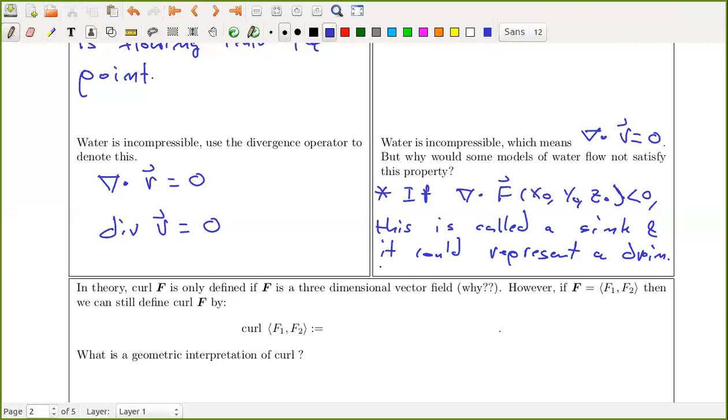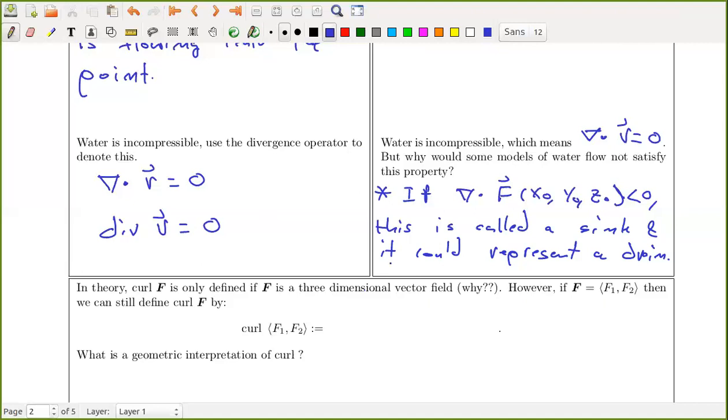Even though the water that you're modeling is incompressible and satisfies all of the conservation laws that you think it should satisfy, it's going out of the sink, so it's going out of the modeling area. And so in that way, we might want to model fluid flows that are not divergence free.